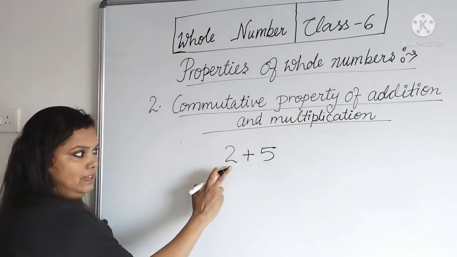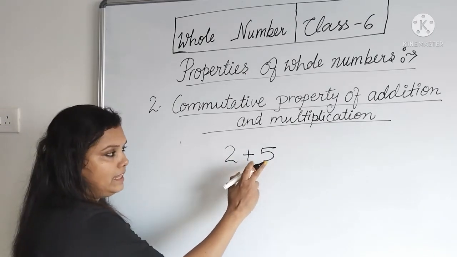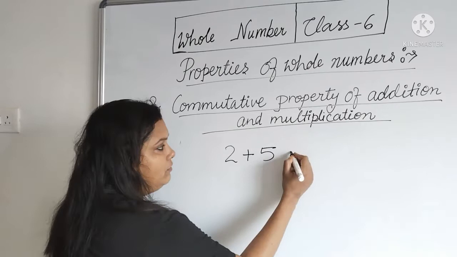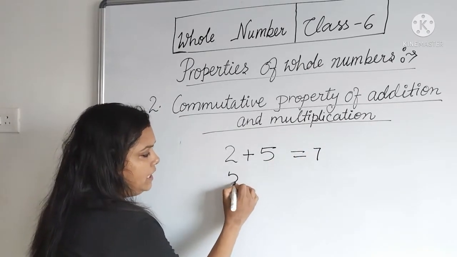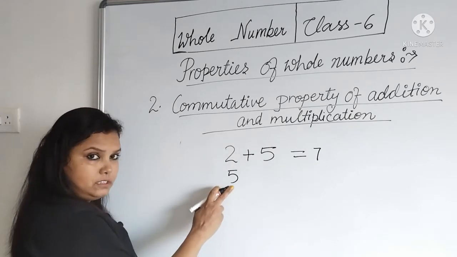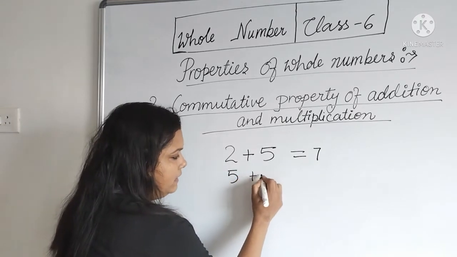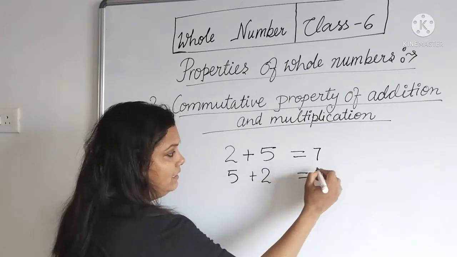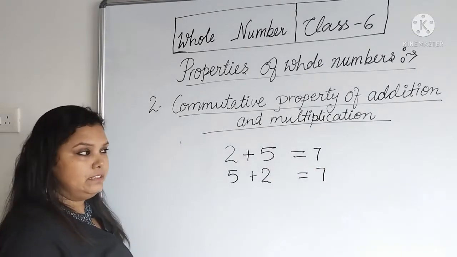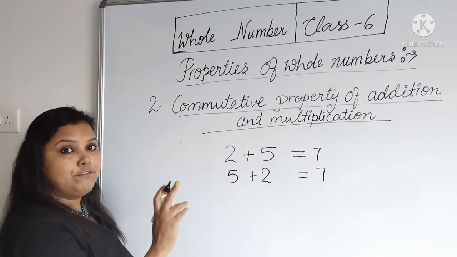When we write 2 first and then 5 and add them, we will get 7. And if I change the order, we write 5 first and then add 2, then also we are going to get the same number, that is 7. So this is the commutative property of addition.